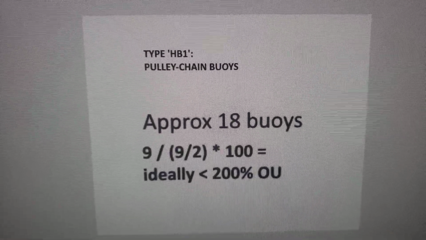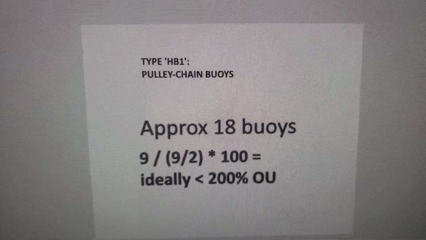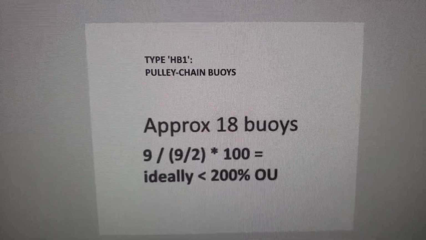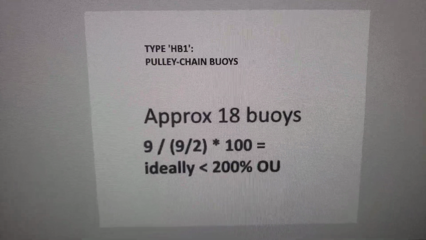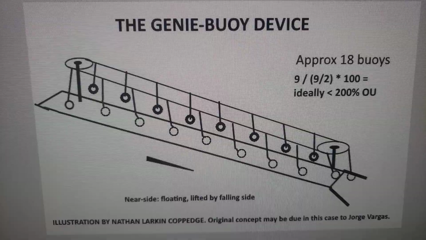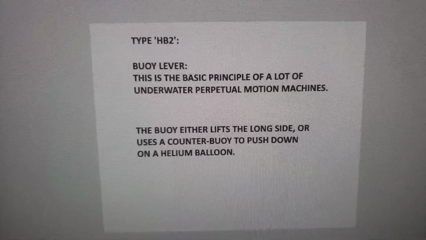Type HB1, pulley chain buoys. Approximately 18 buoys, 9/9/2 times 100, ideally less than 200% over unity. Ginny buoy device. Type HB2, buoy lever.